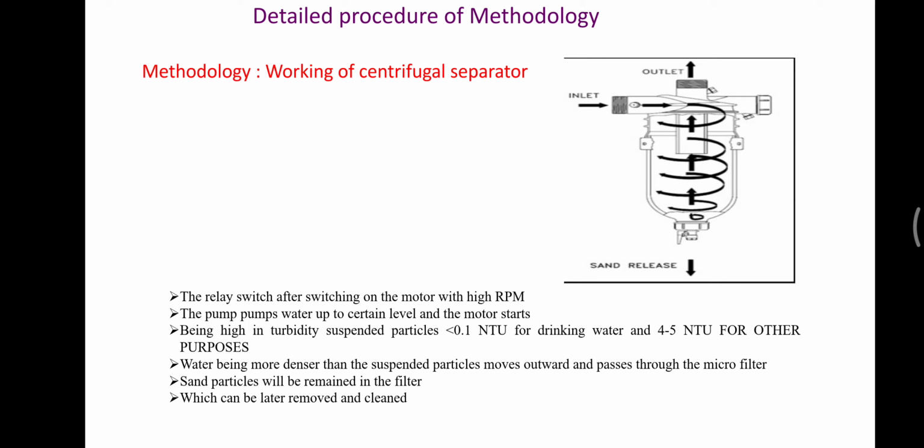Coming to the working of the centrifugal separator, as I mentioned earlier, the relay switch triggers the motor. It pumps the water to a certain level. The permissible turbidity allowed is less than 0.1 NTU for drinking water, and 4 to 5 NTU for other purposes. As I mentioned, water being denser, it will come out of the filter. Sand particles will remain inside the filter. The filter can be removed and cleaned later.